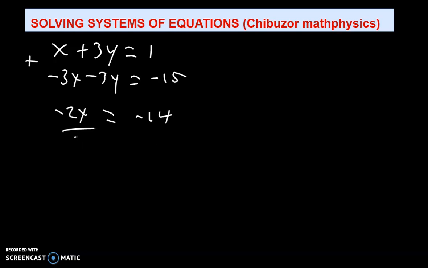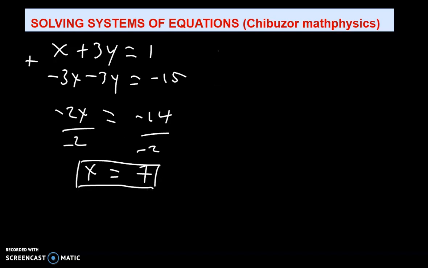So divide both sides by negative 2, negative 2 by negative 2. Our x is nothing but 7. Now we can substitute this value of x into any of the equations.